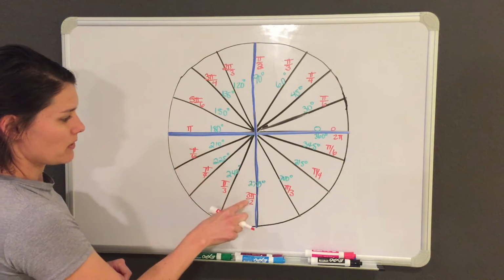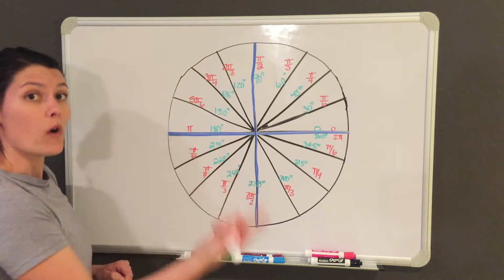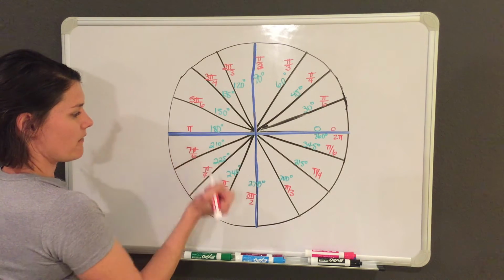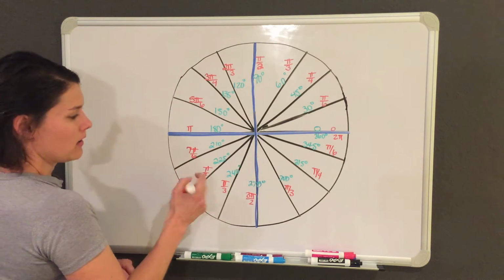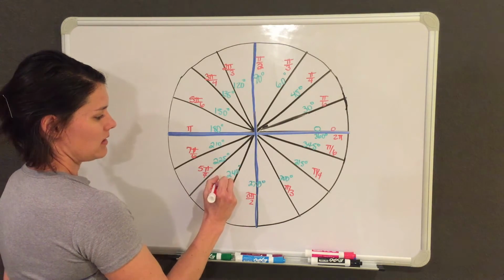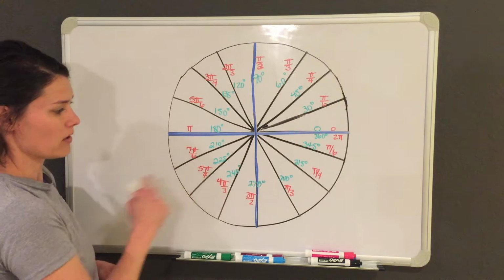Your third quadrant numbers are going to be 1 more than the denominator. So since this is a 6, this will become a 7. This is a 4, so this will be a 5. This is a 3, so this is a 4. So this is 1 more.